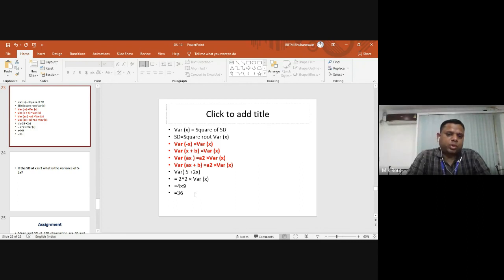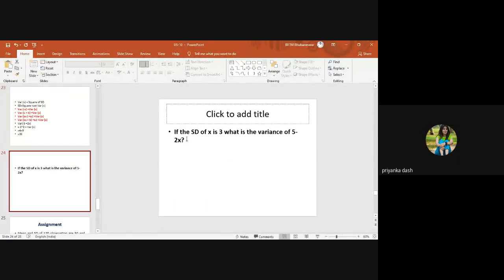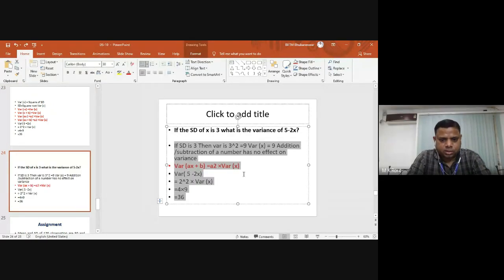Then after that you proceed to calculate 5 - 2x. There is no effect of addition and subtraction. So here I write 2 squared times variance, which is given as 9. 4 into 9, that is 36. Is it clear? Yes, sir. Okay.